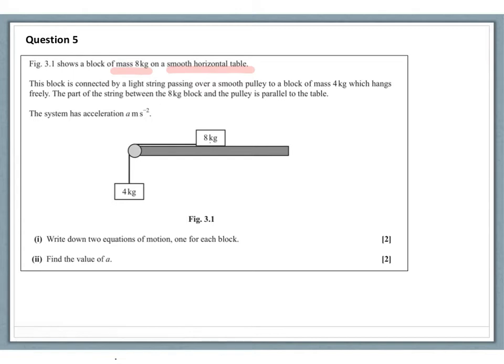Question 5. We have a block of mass 8 kilograms on a smooth horizontal table. So immediately I'm going to draw on the weight of the 8 kilogram block, so 8g acting downwards. I'll draw on the normal reaction acting upwards like that. The block is connected by a light string which passes over a smooth pulley to a block of mass 4 kilograms hanging freely. So let's move to our 4 kilogram object here, and let's draw its weight acting downwards like that, and then we'll draw in the tension in the string like that, which must be matched by another tension acting on the 8 kilogram block like this.